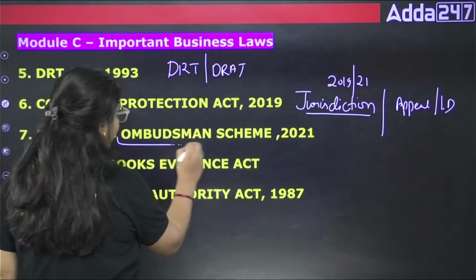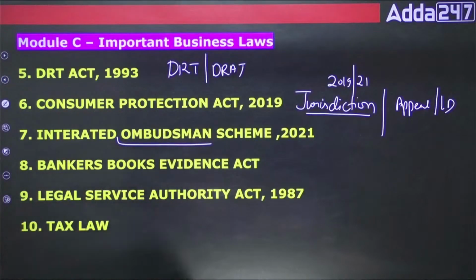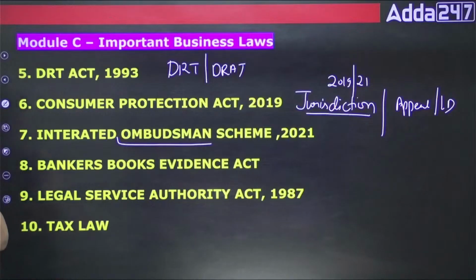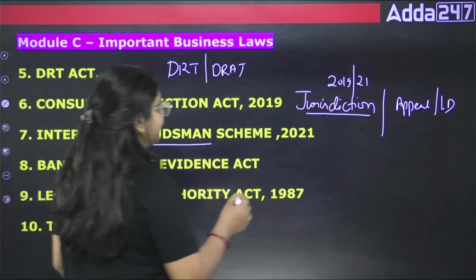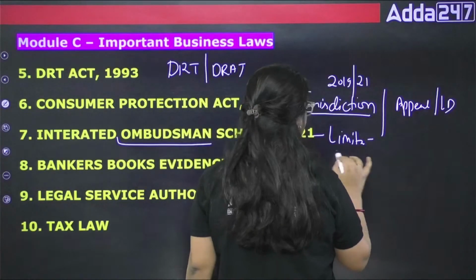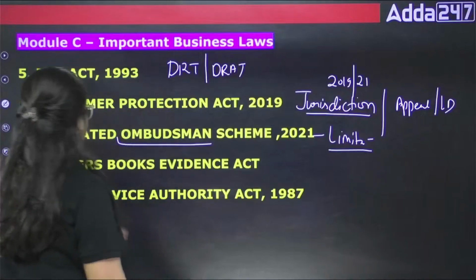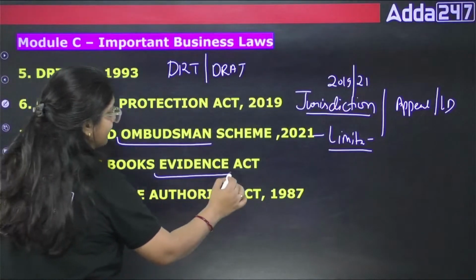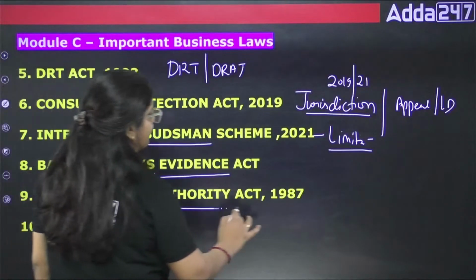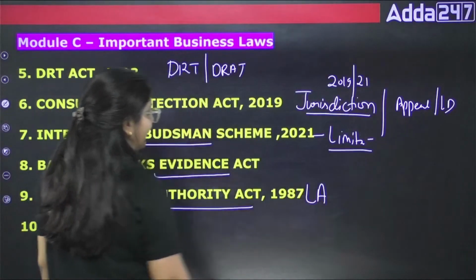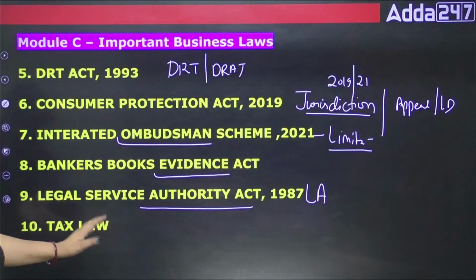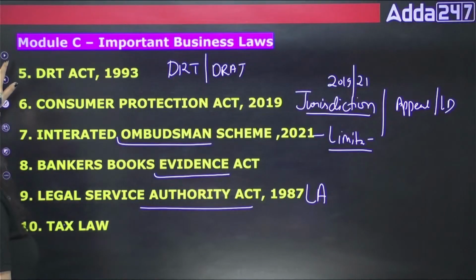Then the Integrated Ombudsman Scheme. Okay, this is a very important topic. In the ombudsman scheme, first of all, the limitation is important. Then banker's book evidence: what evidence the bank can give in front of the court. Legal Services Authorities Act, in which you have to study about the Lok Adalat only. Tax law: GST, PAN card, etc. Okay, so this is your tax law.